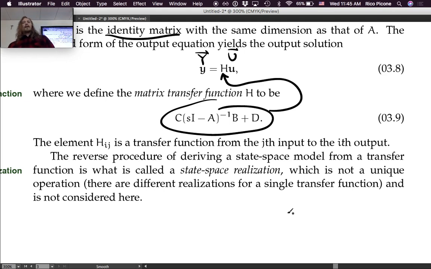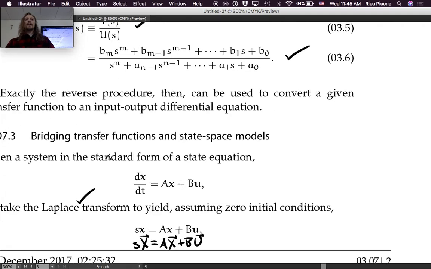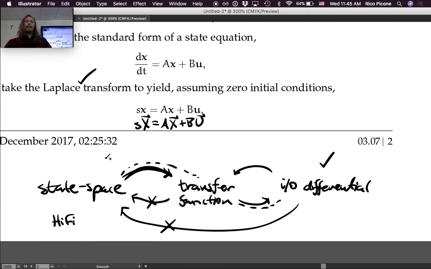Good. So as I mentioned, the reverse procedure of deriving a state space model from a transfer function is what is called a state space realization, which is not a unique operation. There are several different realizations for a single transfer function, and it's not considered here. So back to our little diagram. We now know how to go from state space to transfer function, right?